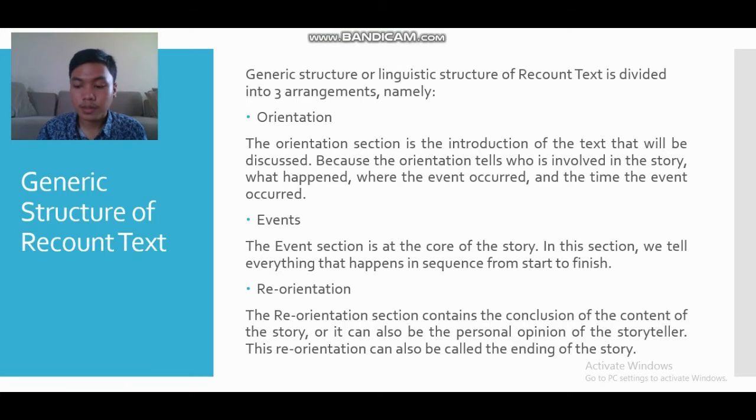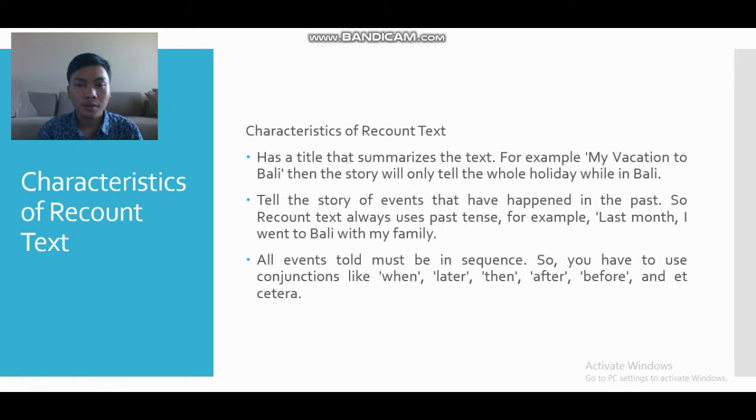Okay, next. Characteristics of recount. It has a title that summarizes the text. For example, My Vacation to Bali. Then, the story will only tell the whole holiday while in Bali, and then tell the story of events that have happened in the past. So, recount always uses past tense. For example, last month, I went to Bali with my family. And then, all events must be in sequence. So you have to use conjunctions like when, later, then, after, before, and so on.